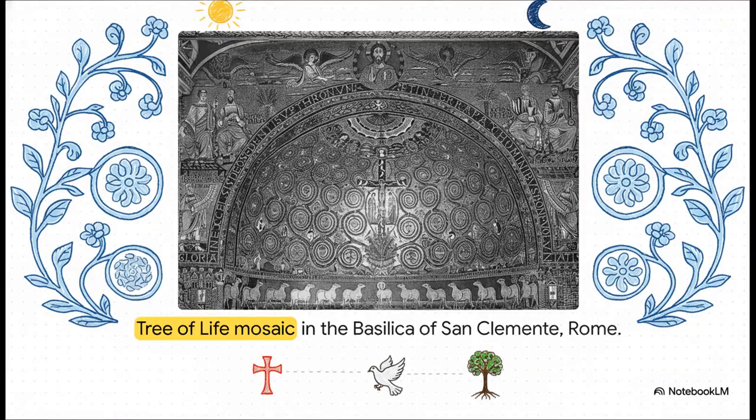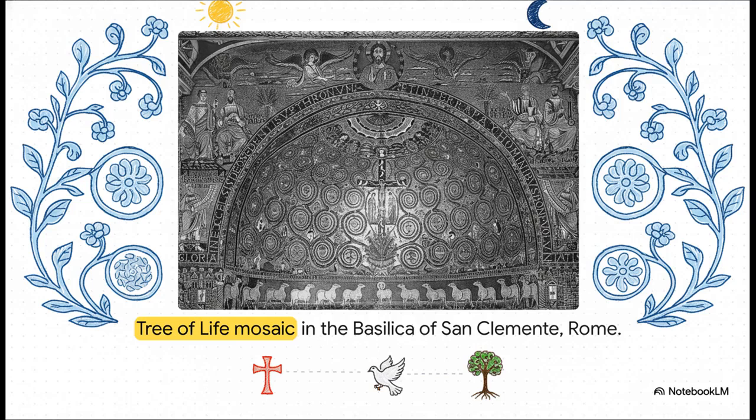All right, we're diving straight into this absolute masterpiece, the breathtaking Tree of Life mosaic found inside the Basilica of San Clemente in Rome. Now, look at this thing. At first glance, yeah, it's a lot. It is absolutely packed with swirling details, figures, and animals. But don't stress. You don't need to be overwhelmed.